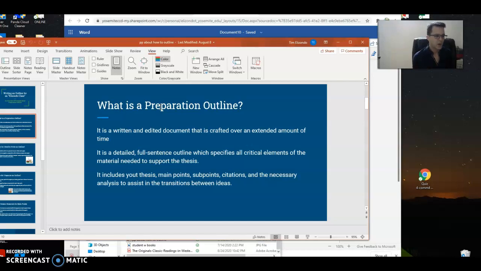All right, so it's a detailed full sentence outline which specifies all critical elements of the material needed to support the thesis. And it's going to include your thesis, your main points, your subpoints, your citations, and the necessary analysis to assist in the transition between ideas. In other words, it needs to contain the thesis, big idea of what the paper's about, your main points, right? The main points have subpoints to them. Those subpoints oftentimes contain claims, evidence, and analysis. And so that when you hand it to somebody else, they can look at it and understand what you're citing and also what you're extracting from your citations.